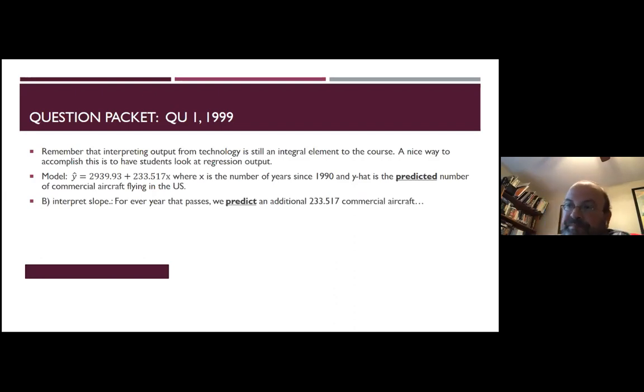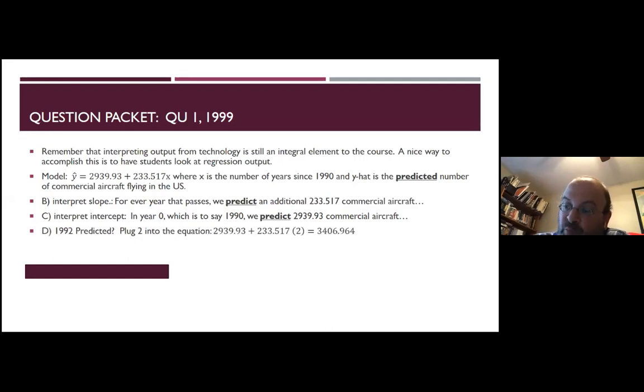Part B asks us to interpret the slope. So for every year that passes, we predict an additional 233.517 commercial aircraft flying in the US. You noticed here we have context, and we have that word prediction, okay? We interpret the intercept. In year 0, which is to say 1990, we would predict 2,939.93 commercial aircraft. That was part C of the question.